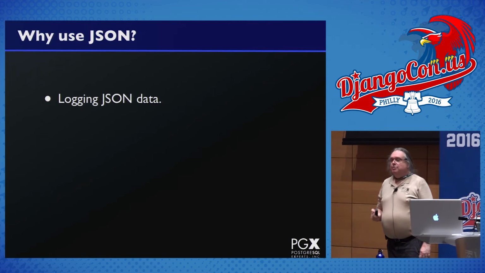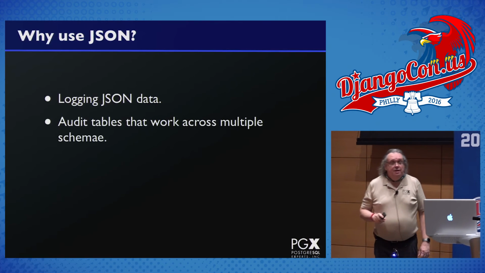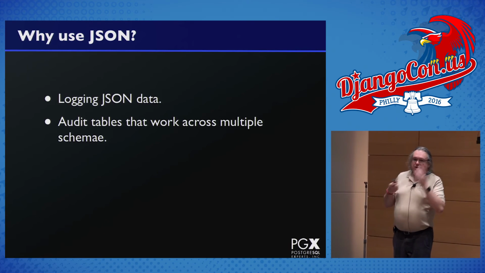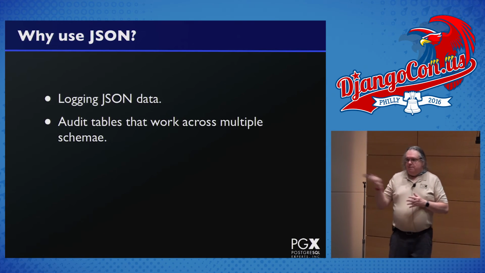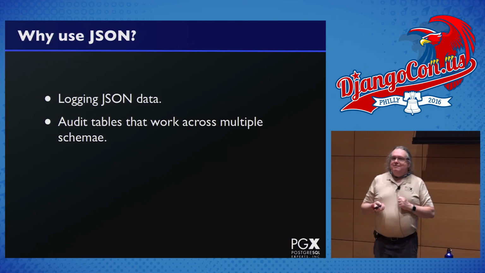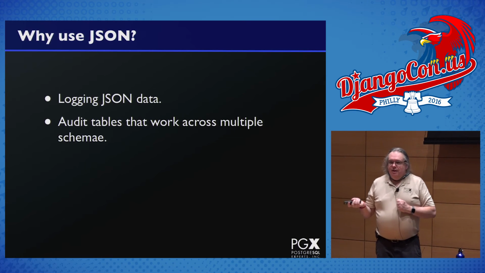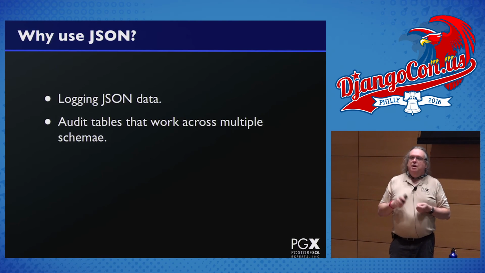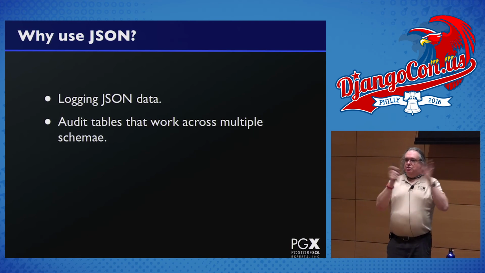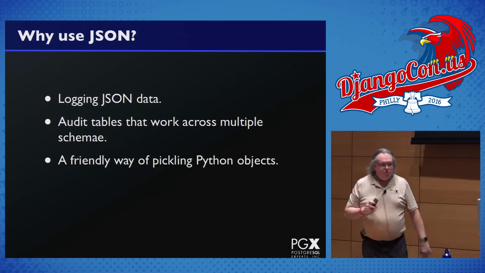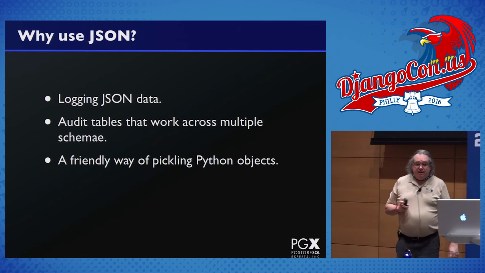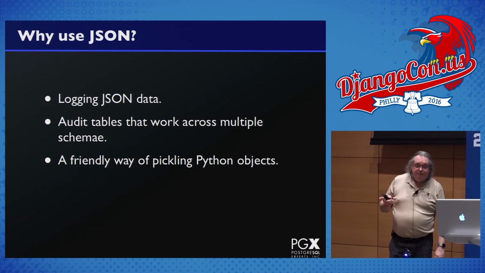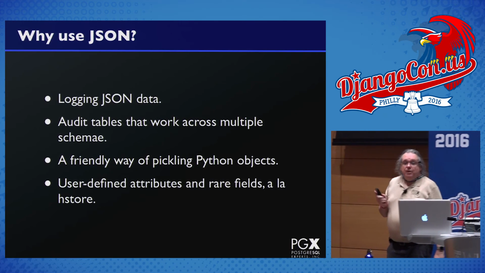So why would you use JSON? Well, if you're logging JSON data, like API calls, that's a good reason. You can use it for an audit table that works across schemas. This is a big problem in relational databases. You want an audit table that every time you change something, you spit a record into a table that says, I changed this. But what schema does that audit table have? Does that mean you have to create a separate audit table for every table in the database? That's pretty gross. But with JSON, you can just turn the record into a JSON blob and store it right in. It's a friendly, readable way of pickling objects that doesn't have infinite security problems like cPickle or YAML.